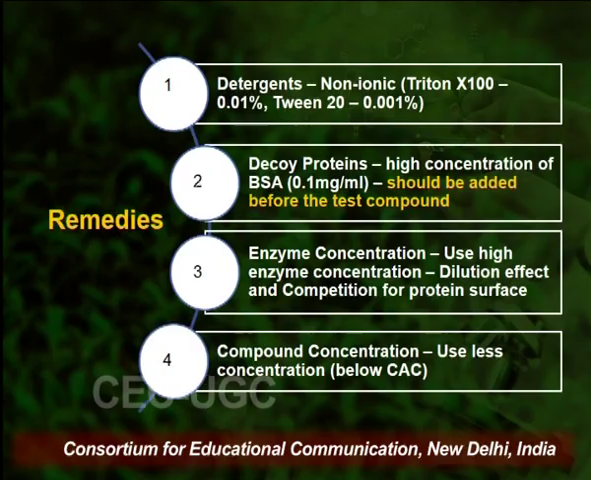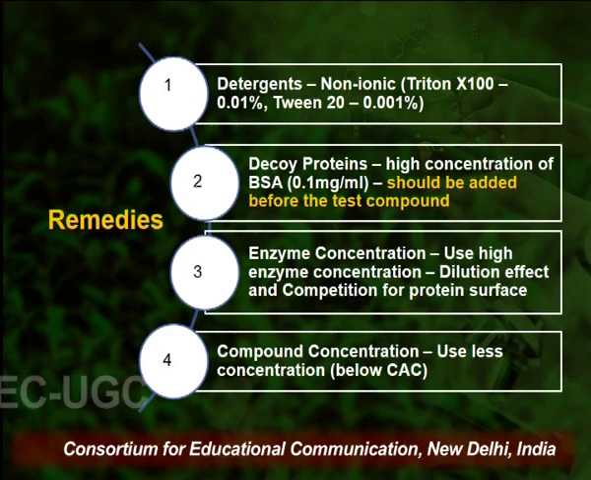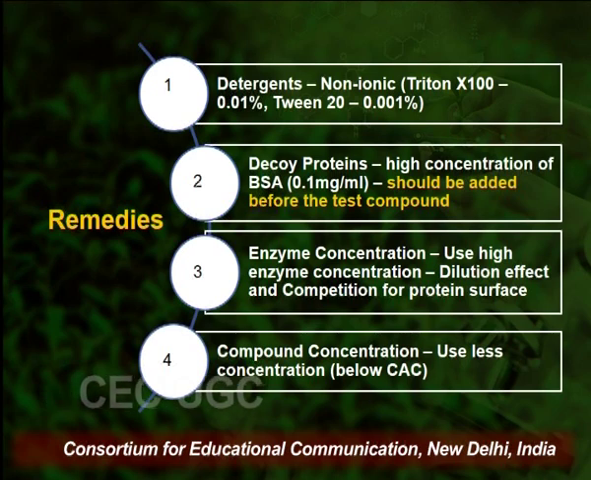So, they will block the sites of the enzymes which are liable for adsorption of the enzyme onto the aggregates. Therefore, these enzymes will not get adsorbed onto the aggregate, and also their actual activity will not be affected. So, if your test compound has an inhibitory effect on the enzyme, that will come because the active site or the biologically active portion of the enzyme is still free for the test compound to act upon.